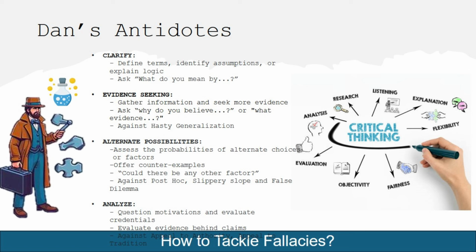First step is to clarify. That is, you ask either the other person or you ask yourself, what do we mean by this term? Try to define the terms, identify the underlying assumptions, and also try to explain the logic. Evidence seeking. So ask, why do you believe in this? So what evidence do you have to support this? This can be used against hasty generalization.